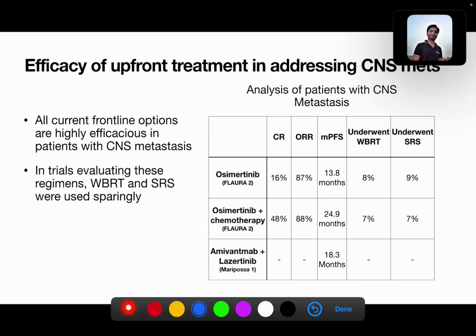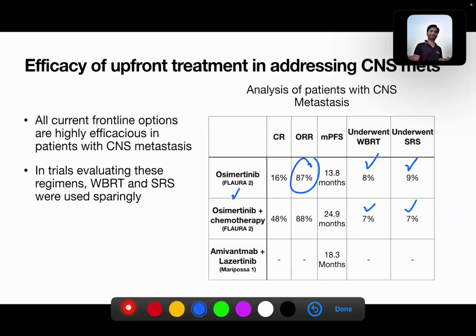So, if you look at most of the trials with third generation TKIs, very few patients have received WBRT or SRS. You can see here with FLAURA2, the osimertinib alone arm, only 8% received WBRT, only 8% received SRS. In FLAURA2, the osimertinib plus chemotherapy arm, it was 7% and 7%. So what is the reason for this? It is because of the increased CNS efficacy of third generation TKIs alone or in combination.